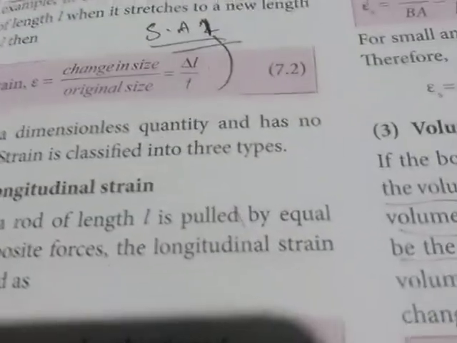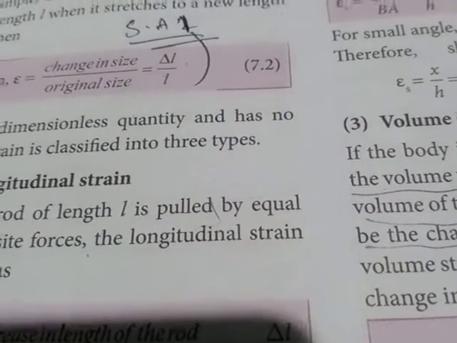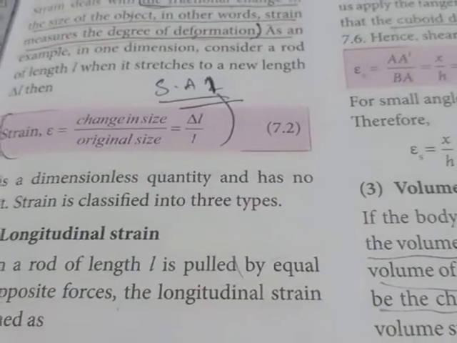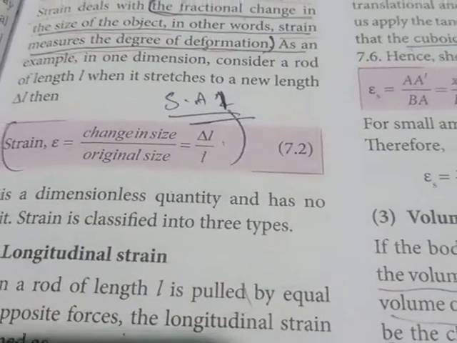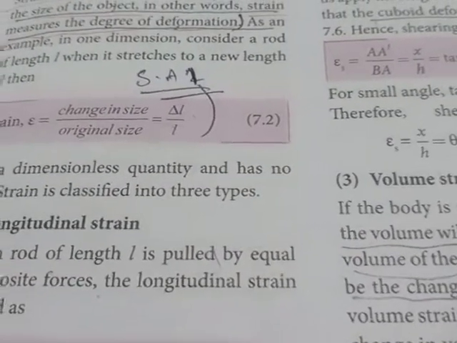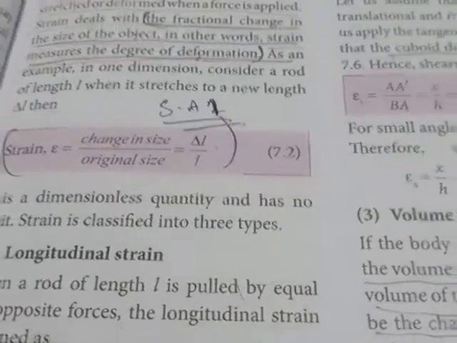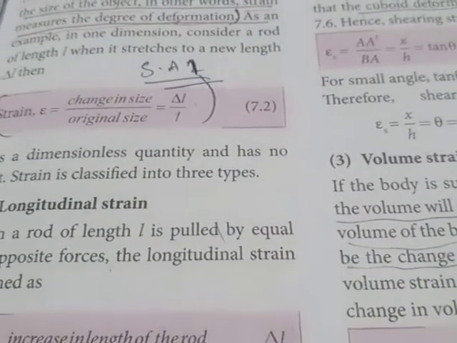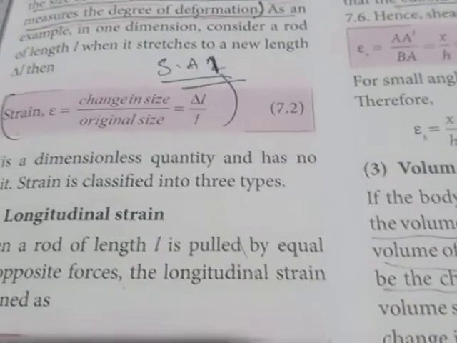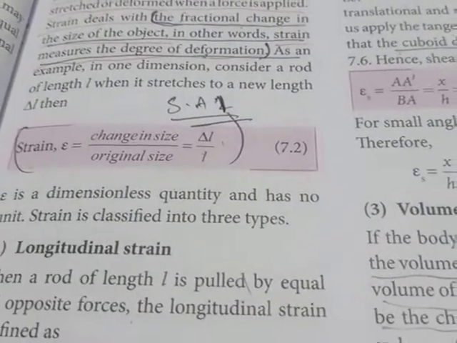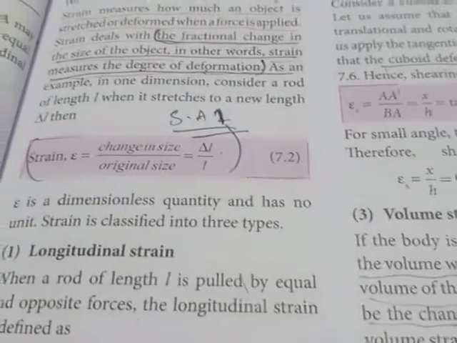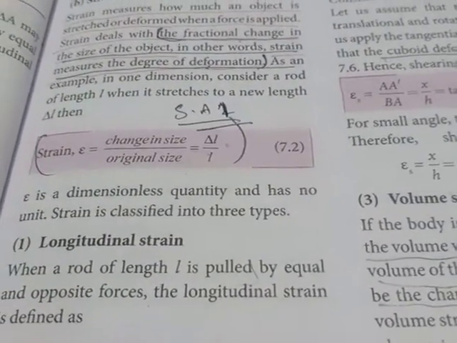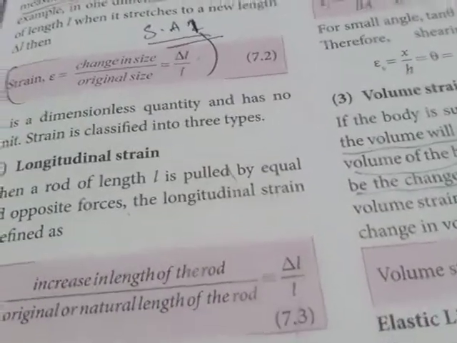This longitudinal strain can be classified into two types: tensile strain and compressive strain. When you are applying force on a body, if the length is increased from its original length, it is tensile strain. And compressive strain means the length is decreased from the natural length. For example, if you apply force on a rubber band, its length will increase, so that is tensile strain. And for compressive strain, if you take a spring and press it, the spring gets compressed and reduces its length from its original length, so that is compressive strain.